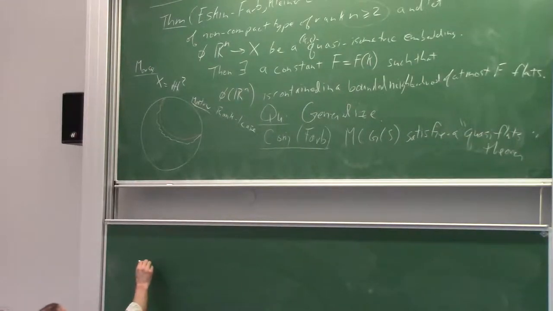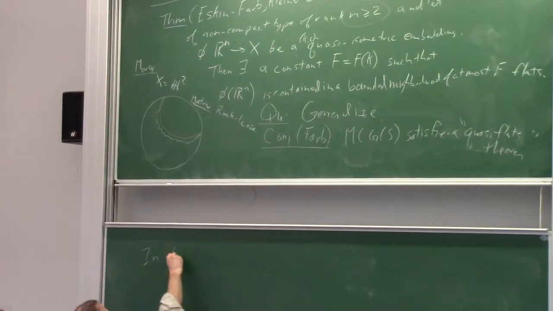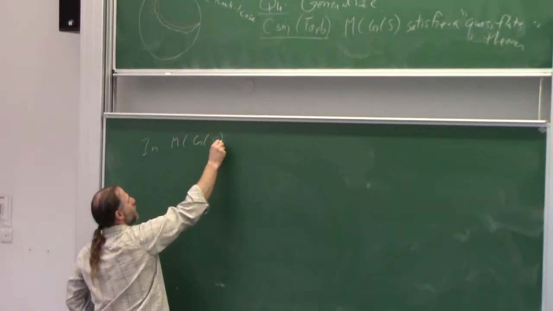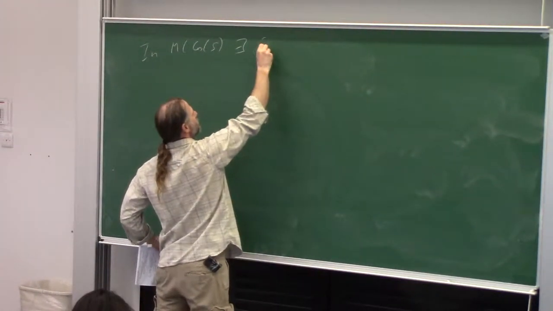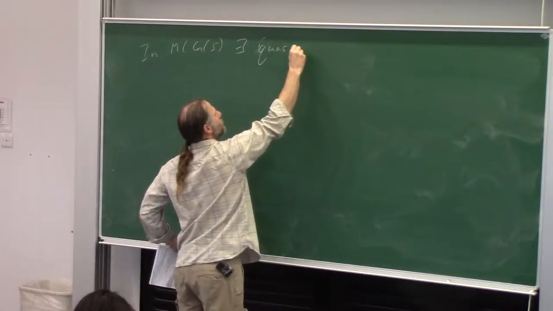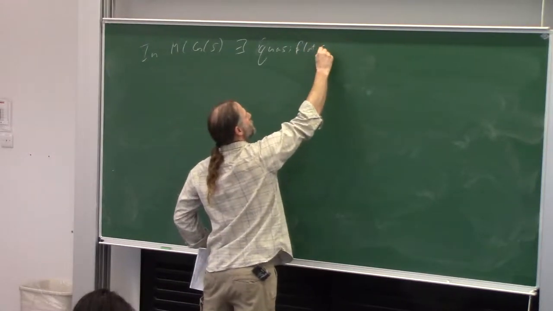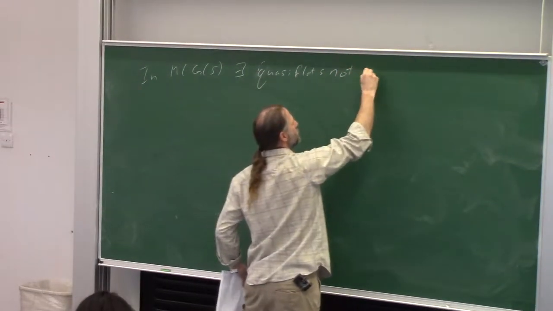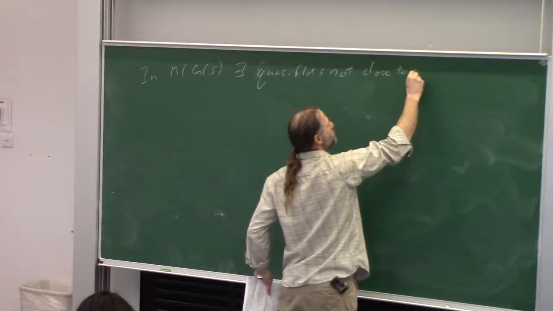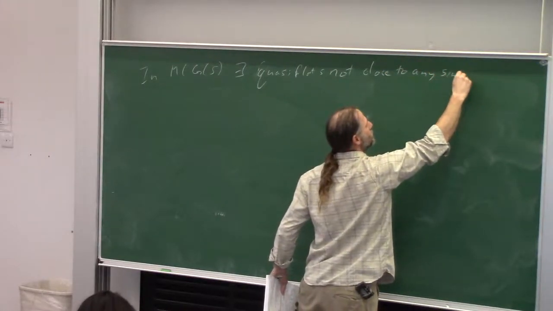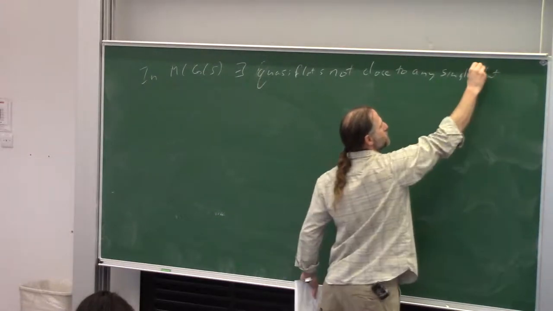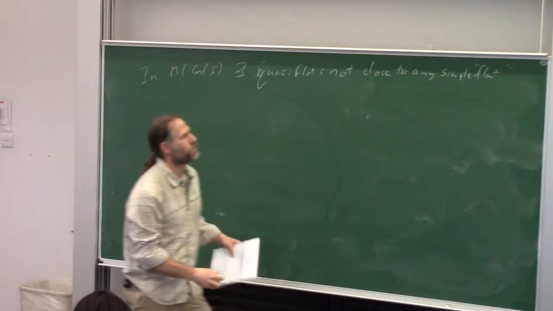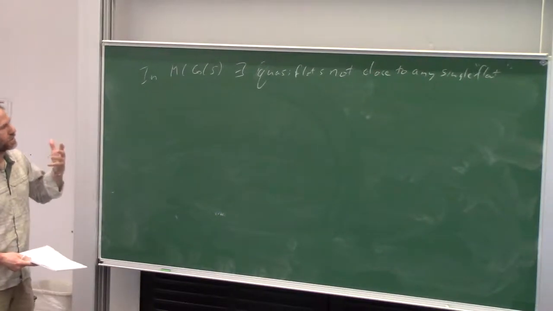Another comment is that in the mapping class group, there exist quasi-flats not close to any single flat. So what might we mean by flat?